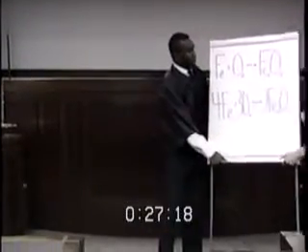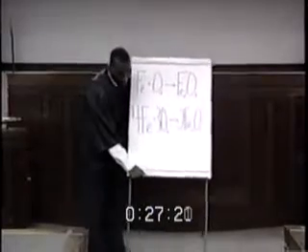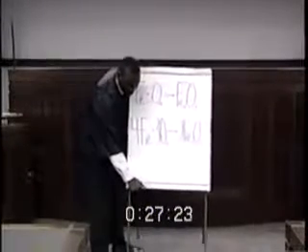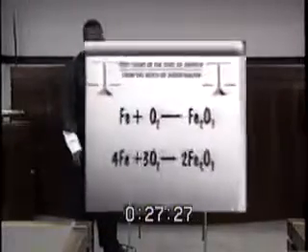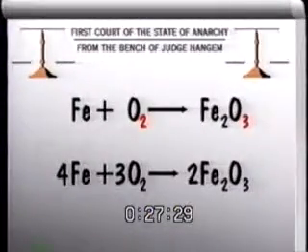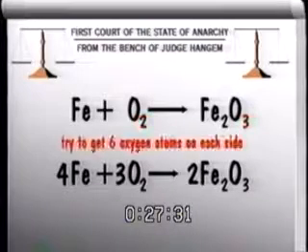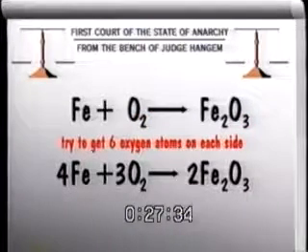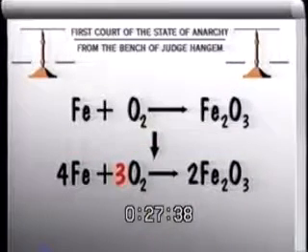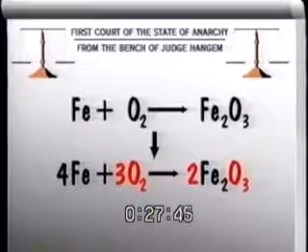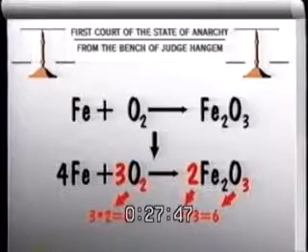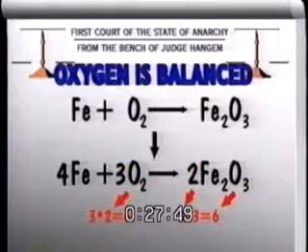Well, ma'am, first he has to figure out how to balance the 2 oxygen atoms on the left with the 3 oxygen atoms on the right. Since both 2 and 3 easily multiply to 6, he can try to get 6 oxygen atoms on each side of the equation. If he puts a 3 in front of the O2 on the left and a 2 in front of the Fe2O3 on the right, then each side will have a total of 6 oxygen atoms. So the oxygen is balanced.